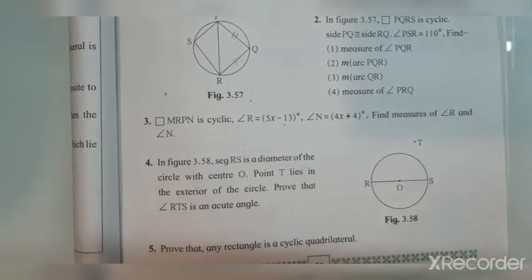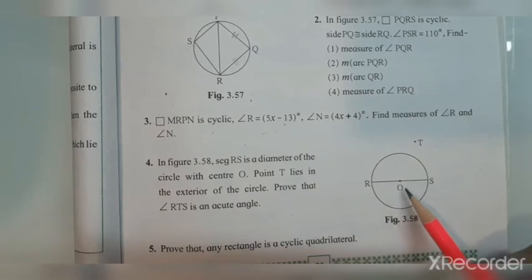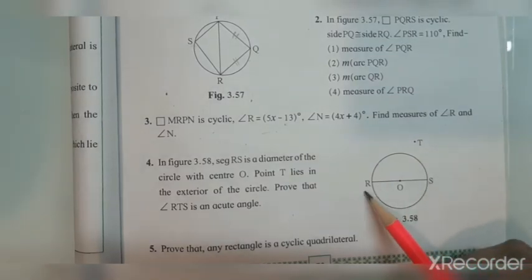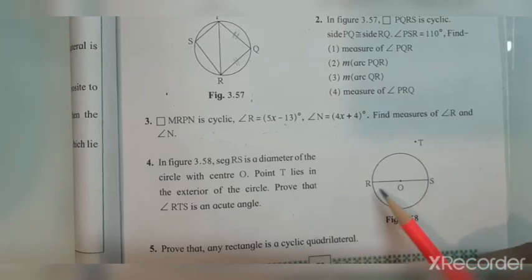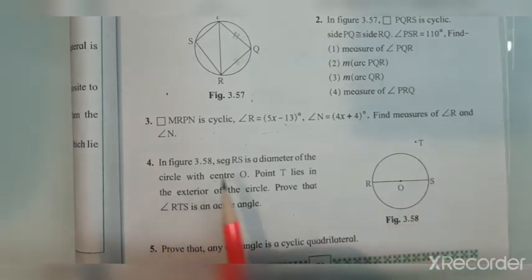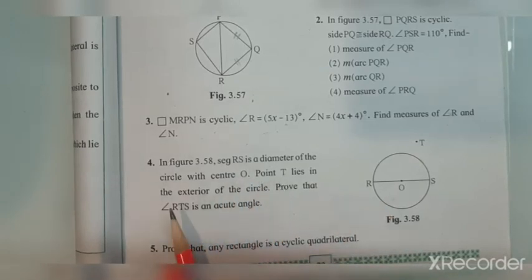Now the fourth sum, you will see the figure. There is a circle with center O. R, S are the points on the circle where they have drawn this chord which is a diameter RS. T is a point which is outside the circle. So RS is a diameter. O is the center of the circle. T lies in the exterior.